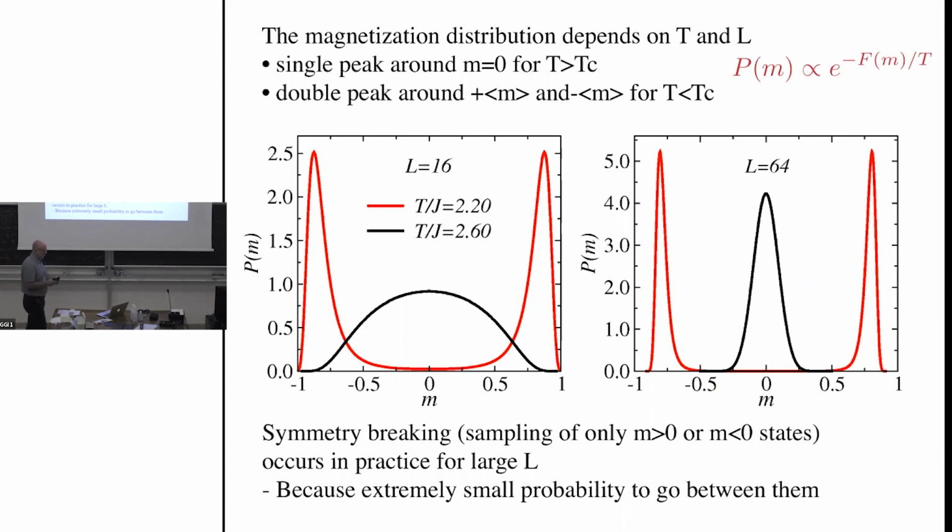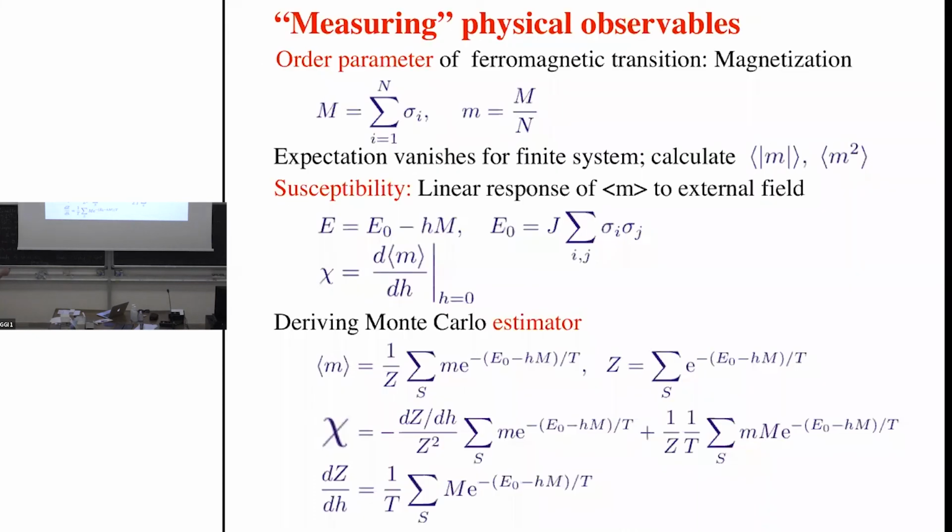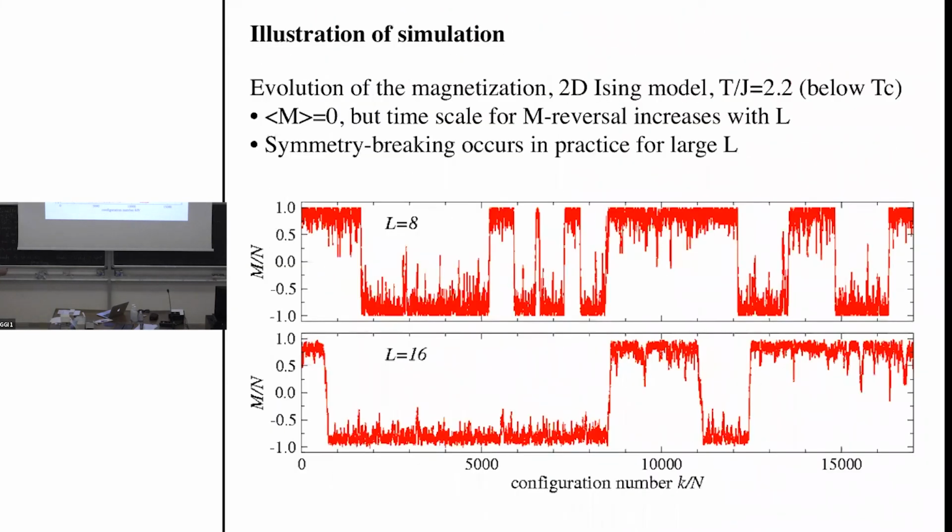So let's just look at this picture first. This is the magnetization distribution. If I go back, you see this is L equals 16. Oops, let's go back here. This is from the same simulation as here.